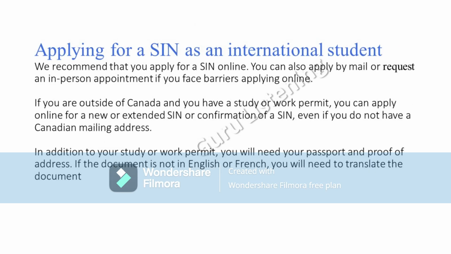Applying for a SIN as an international student. We recommend that you apply for a SIN online. You can also apply by mail or request an in-person appointment if you face barriers applying online. If you are outside of Canada and you have a study or work permit, you can apply online for a new or extended SIN or confirmation of a SIN, even if you do not have a Canadian mailing address.